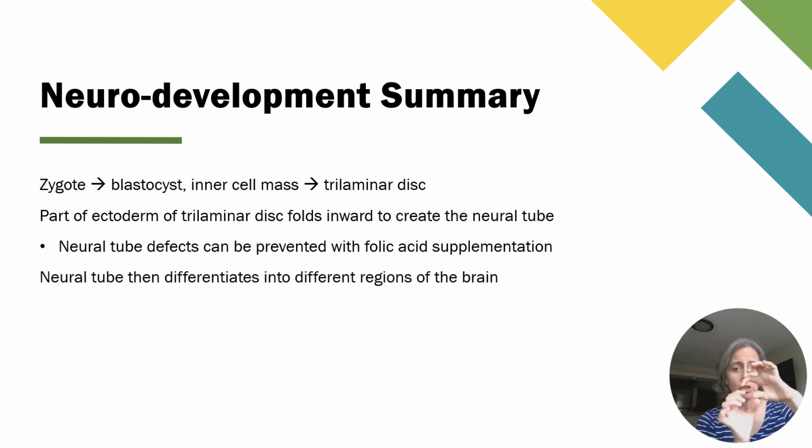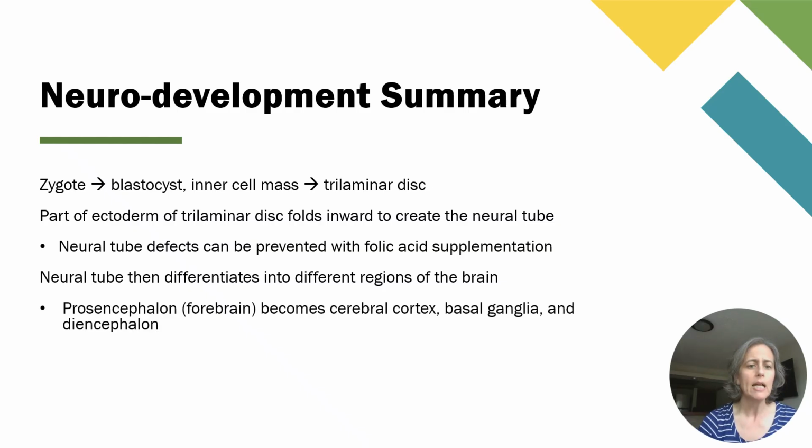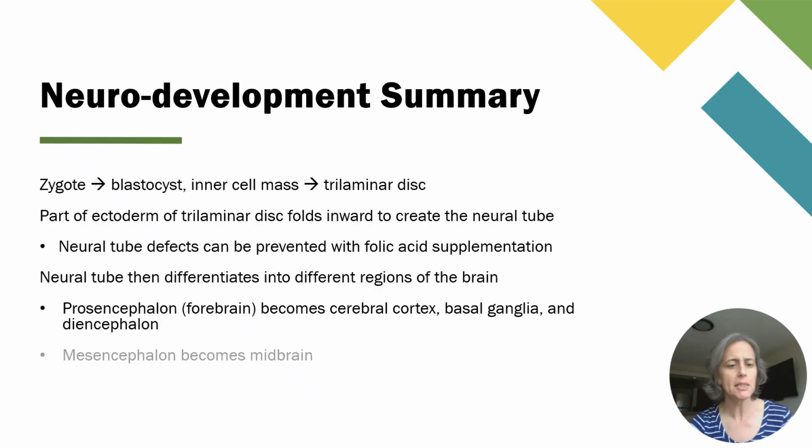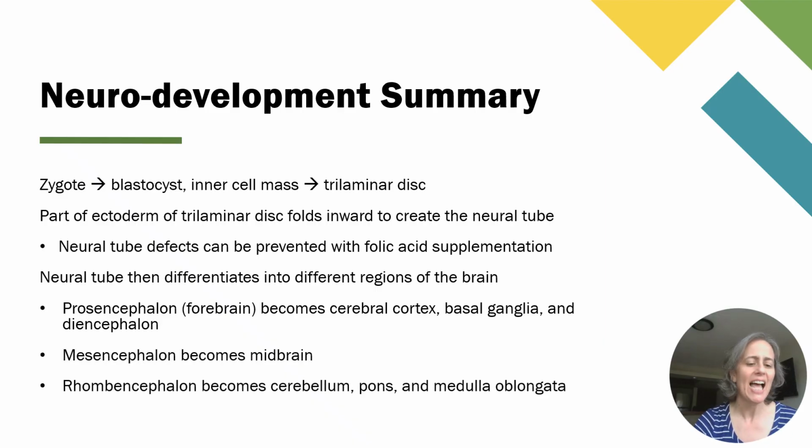Then that neural tube, which really just starts off as just a plain old tube, starts bulging out anteriorly into those 3 different vesicles that are still just filled with fluid at this point. So the prosencephalon or forebrain, which will eventually become the cerebral cortex, the basal ganglia, and the diencephalon, which is thalamus and hypothalamus. The mesencephalon, which becomes the midbrain, love that one, easy, and the rhombencephalon, which will become the cerebellum, the pons, and the medulla oblongata. So that's it. That's where you got your brain.